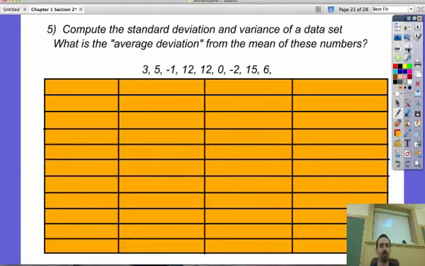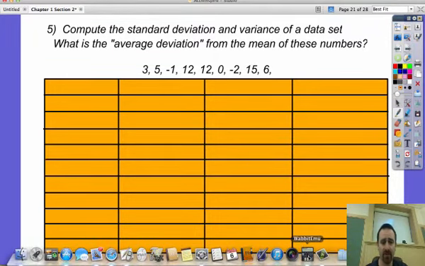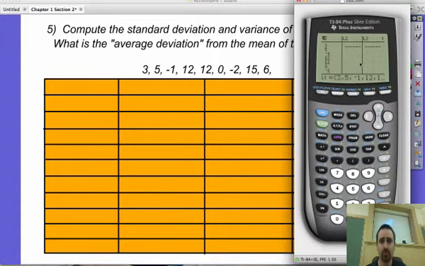Okay, here we go. So we're starting with this idea of computing the standard deviation. We're going to start off with the concept of what is the average deviation from the mean of these numbers. So to make this a little faster, I've put this data into list 1 of my calculator so we can play with it.